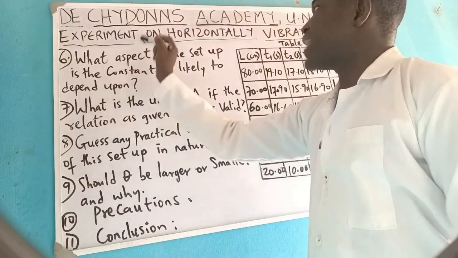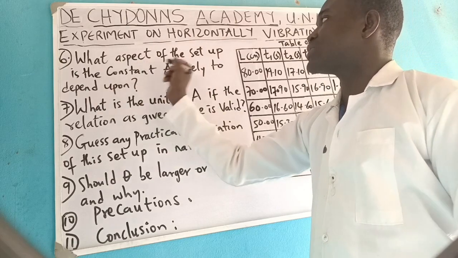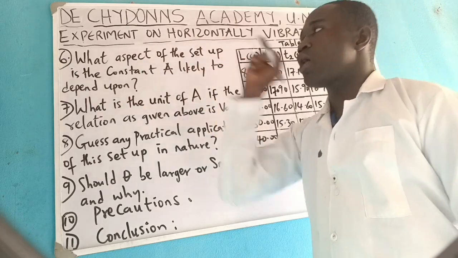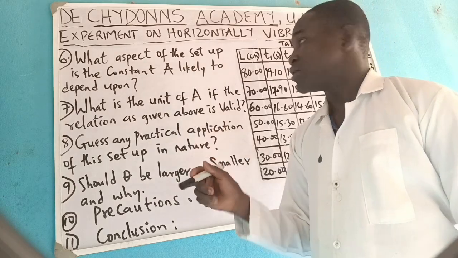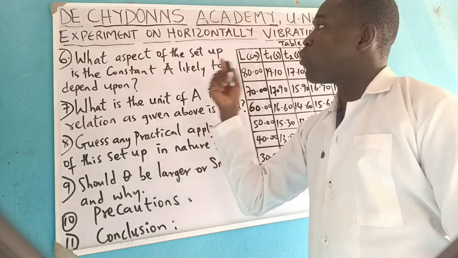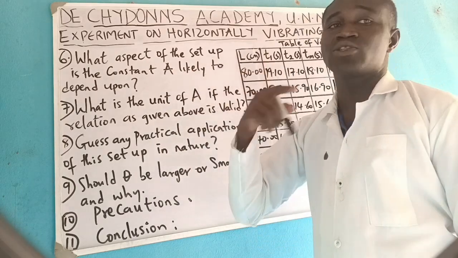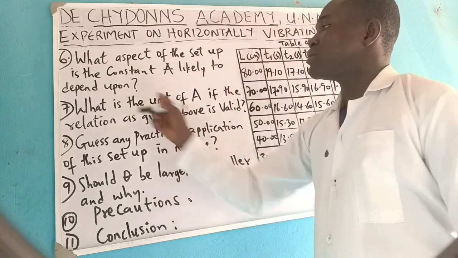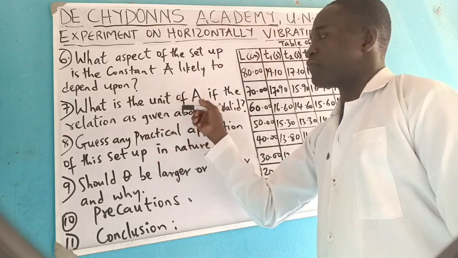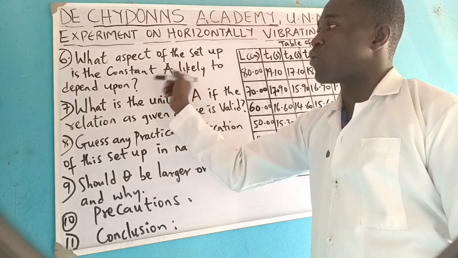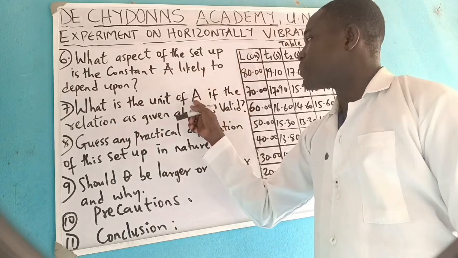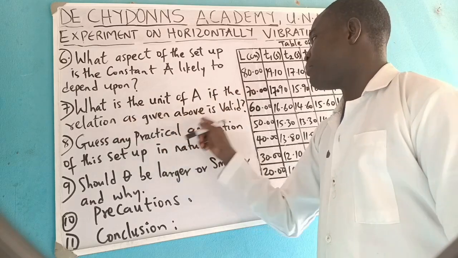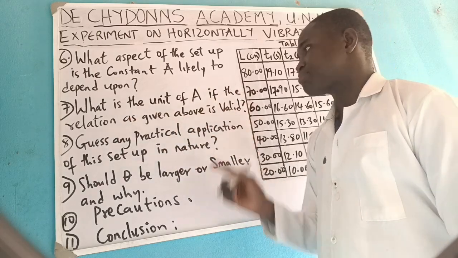Number 6. What aspect of the setup is the constant A likely to depend upon? So we have to know what is the constant A. Then we'll be able to know what aspect of the setup it is likely to depend on. Then number 7, what is the unit of A? You see why we say there is need to know what is the constant A. When you know the constant A, you will know the unit of A. If the ratio as given above is valid, yes.